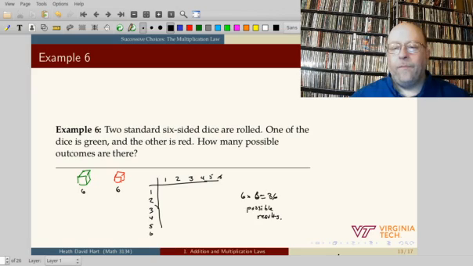I could say we get a 2 on the green dice and a 5 on the red dice, for example, or a 5 on the red dice and a 1 on the green dice, or any of these combinations are possible. Okay? So we get 36 possible results.